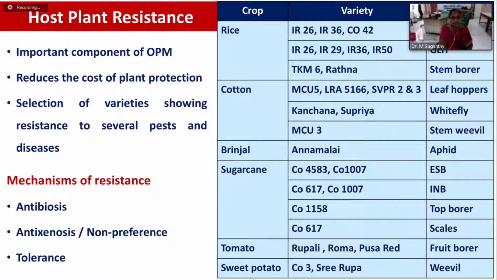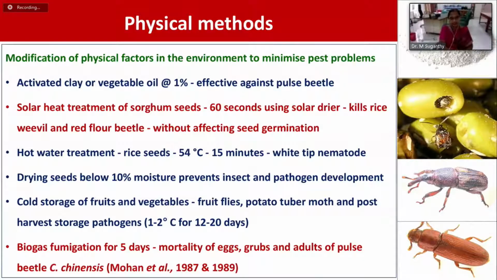The next method is the physical method, that is modification of physical factors in the environment to minimize the pest problem. Here we can use activated clay or vegetable oil at the rate of 1% for the management of pulse beetle. How does activated clay work? When the pulse beetle moves on the activated clay treated seeds, it will abrade the cuticle of the insect and cause its death. Whereas if we treat the seeds with vegetable oil, it prevents egg laying by Callosobruchus, the pulse beetle.